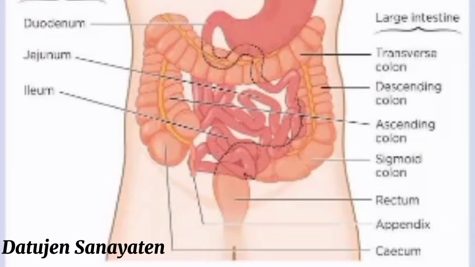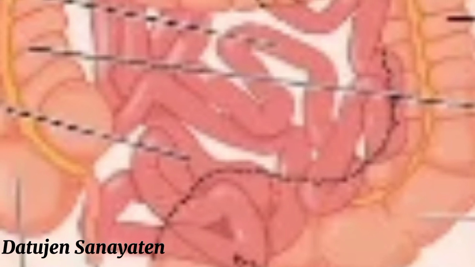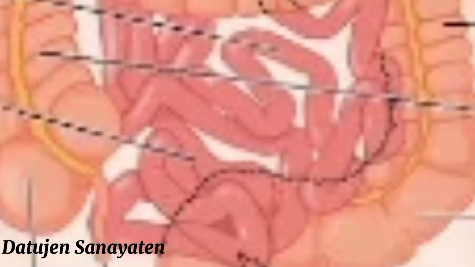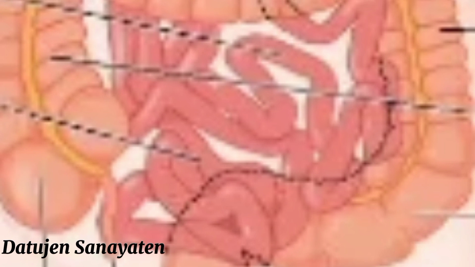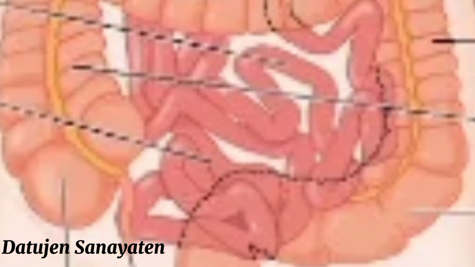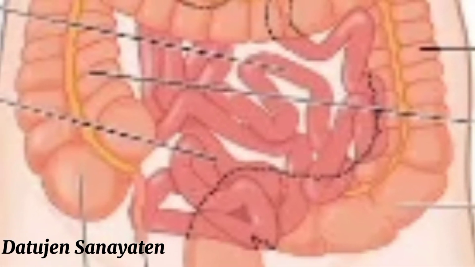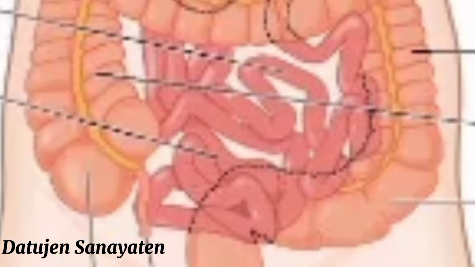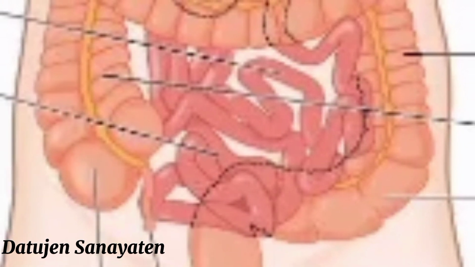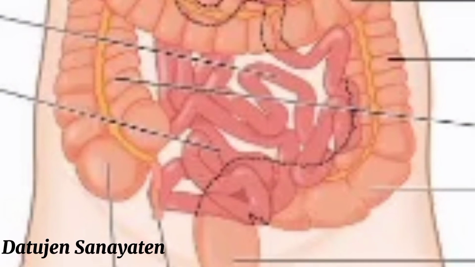The jejunum and ileum, lower in the intestine, are mainly responsible for absorption of nutrients into the bloodstream. The contents of the small intestine are semi-solid and in liquid form after passing through the organ. Water, bile, enzymes, and mucus contribute to the change in consistency.